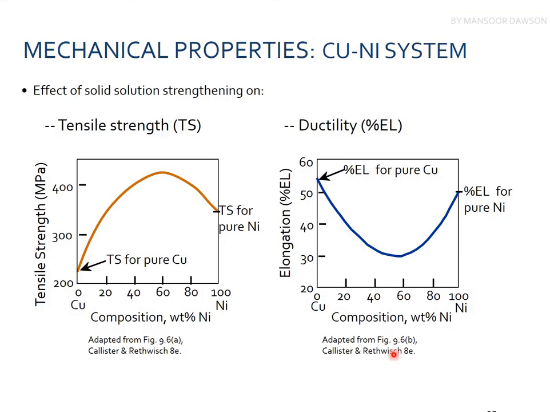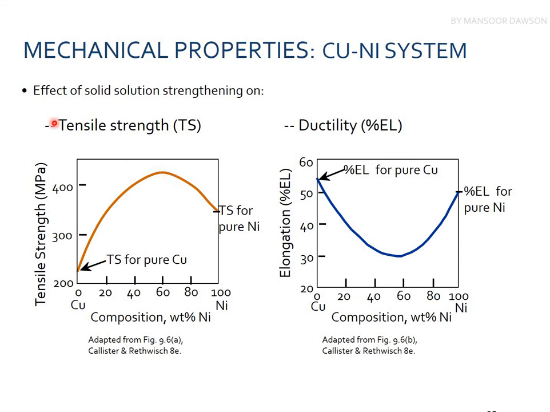Moving forward, then we have mechanical properties of a copper-nickel system, which is the effects of solid solution strengthening on tensile strength and ductility in terms of percentage elongation. You can see that once we increase the percentage of nickel in the copper system, the copper solvent, the strength of copper is increased up to this point, up to 60%. But after that, this is the threshold. After that, the tensile strength is being reduced. So we should not add much nickel beyond 60% if we want to achieve the higher strength.